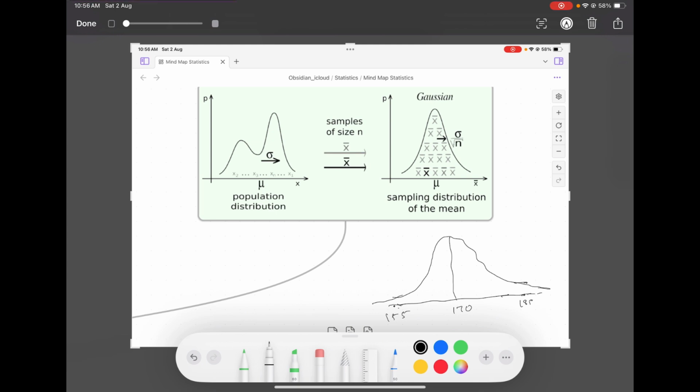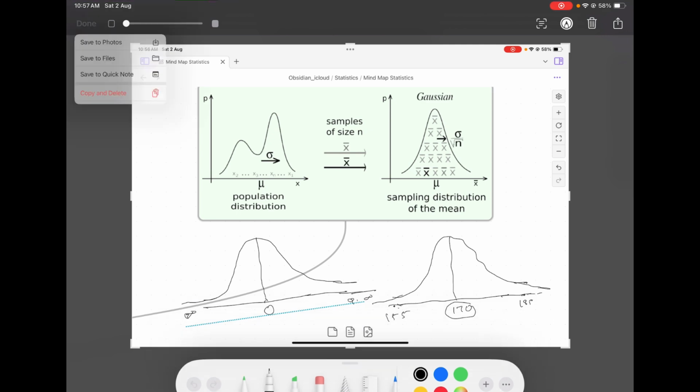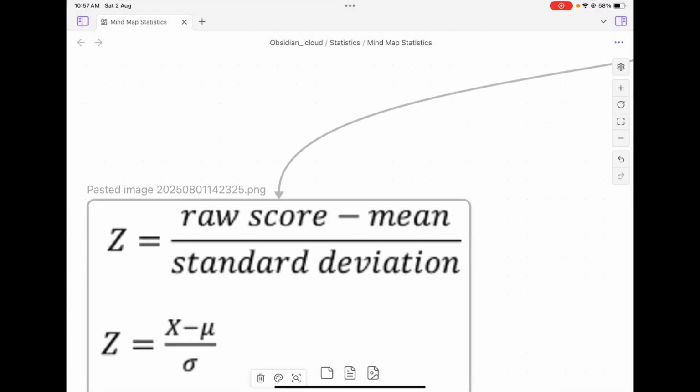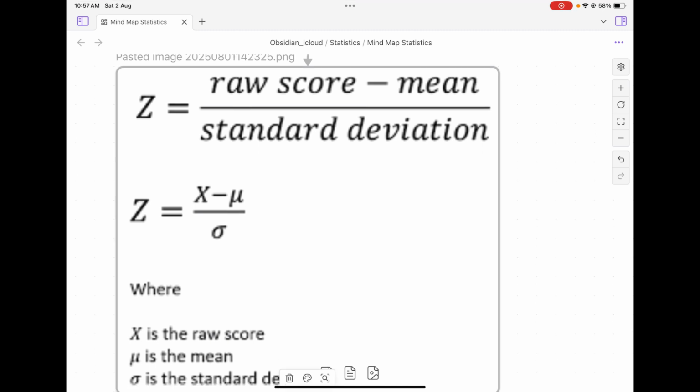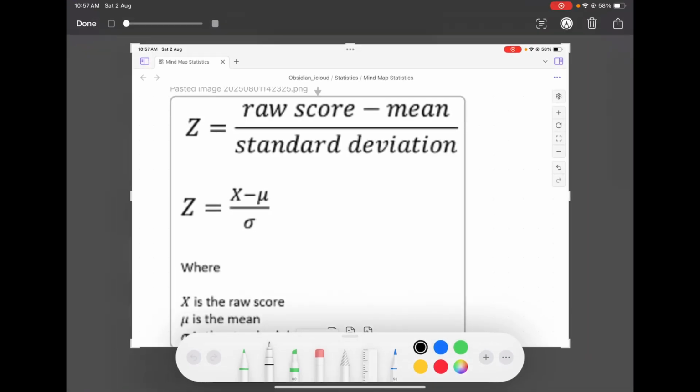So instead of taking the mean as 170, let us convert that into a standard normal distribution with mu equal to 0, and this can go to 3 point something, it can go up to infinity itself, right? So that is called the standard score. Let us see how to convert that into the standard score. This is the formula that we use: Z is equal to x minus mu by sigma.